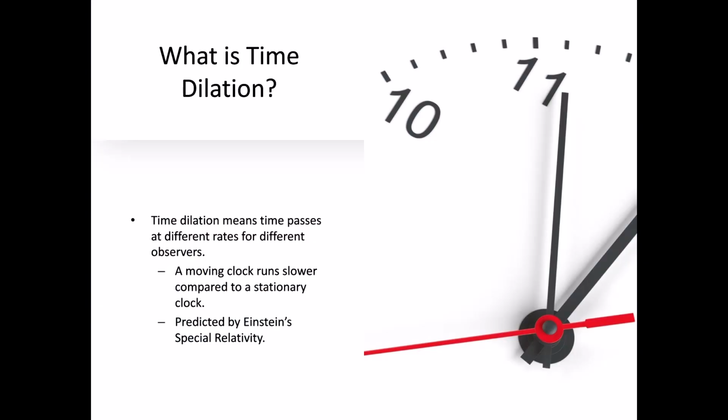What is time dilation? The basic definition is that time can run at a different speed for different observers. For example, a moving clock can run slower compared to a stationary clock, as predicted by Einstein's special theory of relativity. We will be talking about Einstein's special theory of relativity in detail in this video.